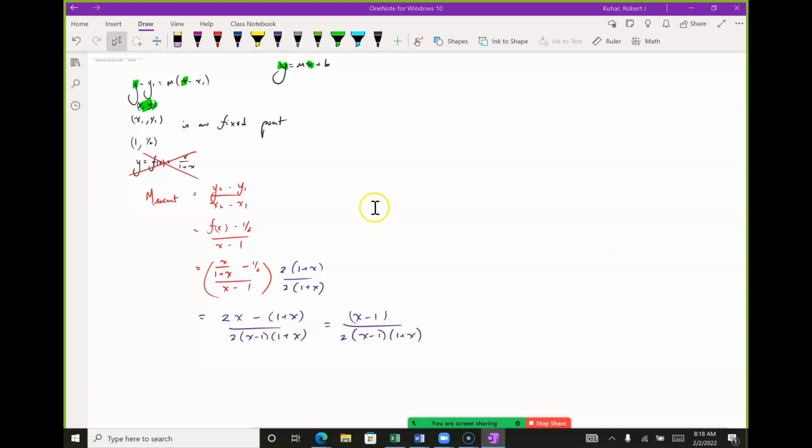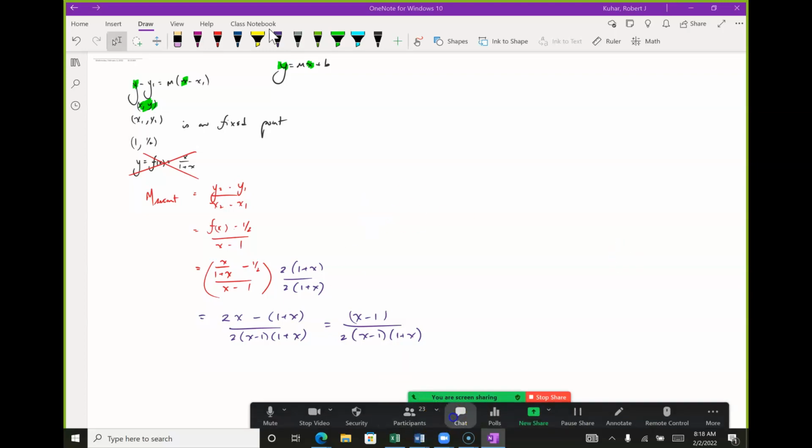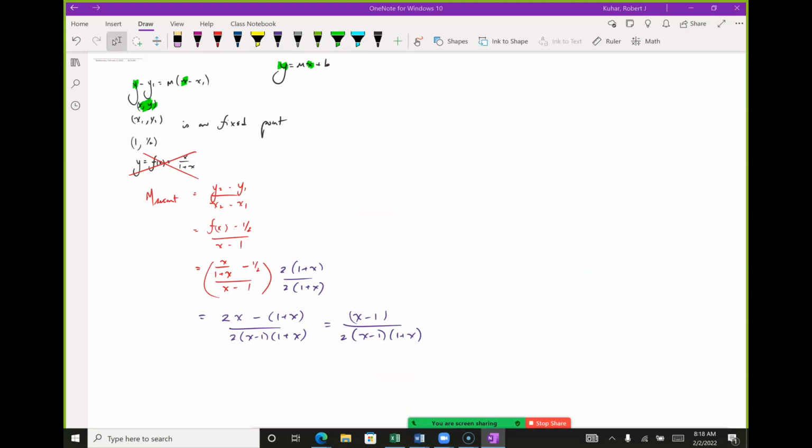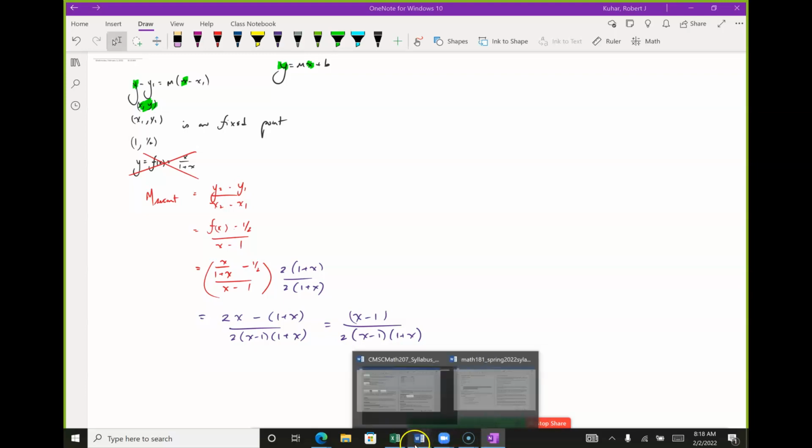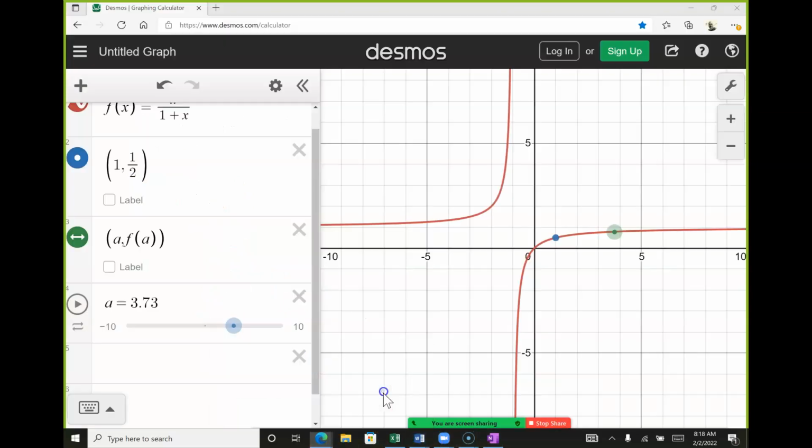Okay. Yeah, so if I'm ignoring your chat because I just accidentally closed it, let me know. What point am I getting closer and closer to? Where am I interested in the tangent line on this? Is it 1 and 1/2? Yes, exactly. That fixed point, right?